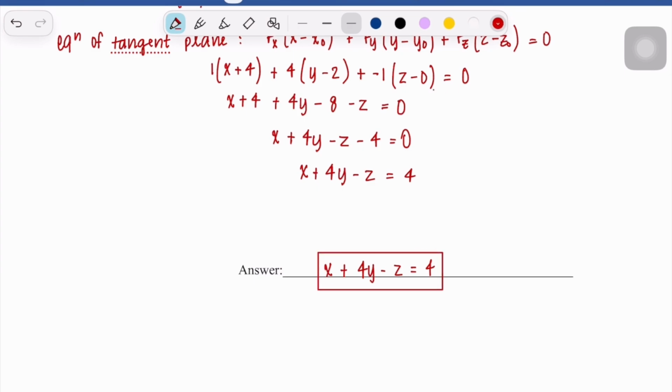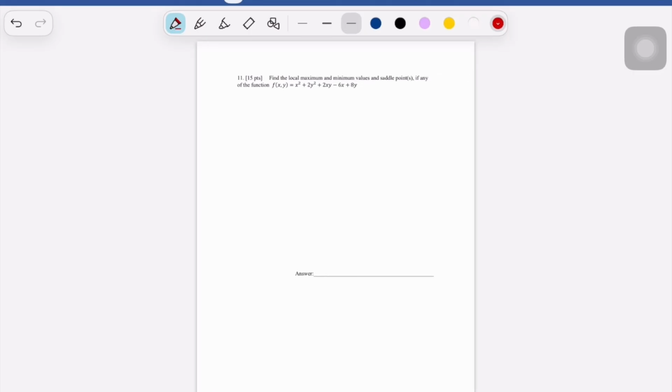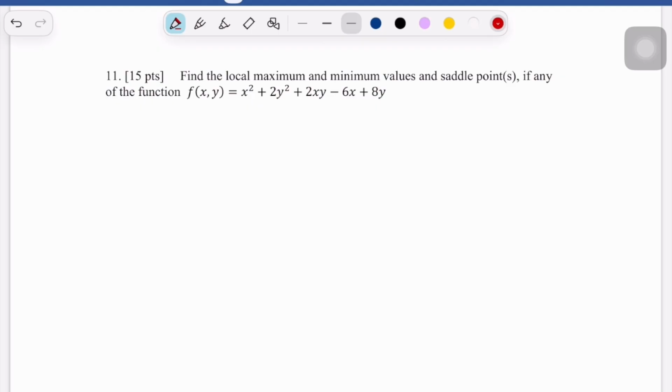You can also leave it in this form, this is also the standard equation, but it always helps to simplify your equation as much as possible. So yeah, that is the solution for this problem, and this shows all the work that's necessary. Now we move on to the next problem, which asks us to find the local maximum and minimum values or the saddle points. If we do not have maximum or minimum values, we have saddle points, or vice versa.